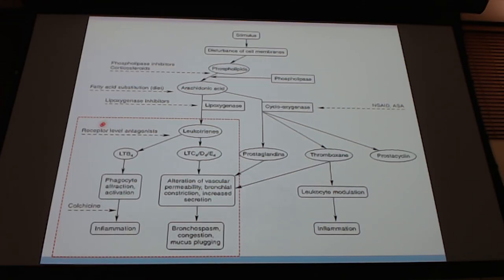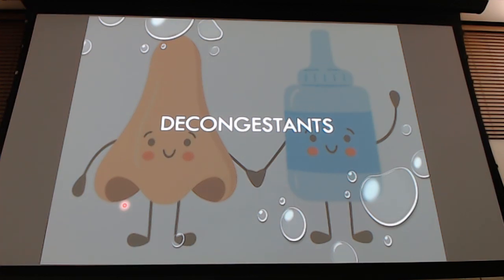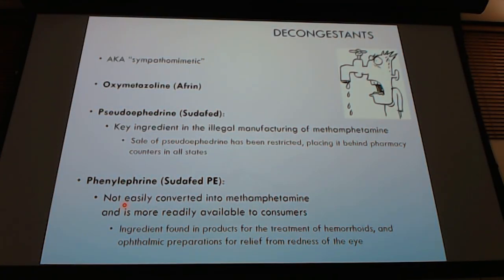So when we're talking about allergies, we're typically in this red box. When we're talking about pain, we're typically over here, okay? So that's what you're seeing here with your mechanism of action, and you will see this again when we talk about our corticosteroids. All right, our decongestant.